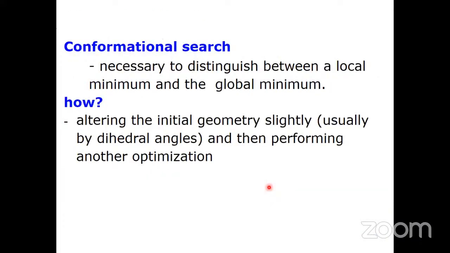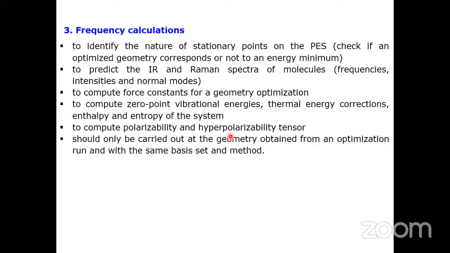Apart from that, we can execute the conformational search, which is necessary to distinguish between a local minimum and global minimum, and it is executed by altering the initial geometry slightly, usually by altering the dihedral angle, and then performing another optimization. Additionally, we can execute some frequency calculation to identify the nature of a stationary point on the potential energy surface. It checks whether an optimized geometry corresponds to a minimum energy or not. To predict the IR and Raman spectra of a molecule, it may produce frequencies, intensities, and normal modes, and in turn it could be correlated with the thermodynamic energy parameters.